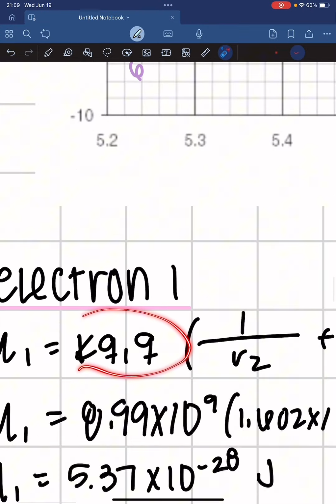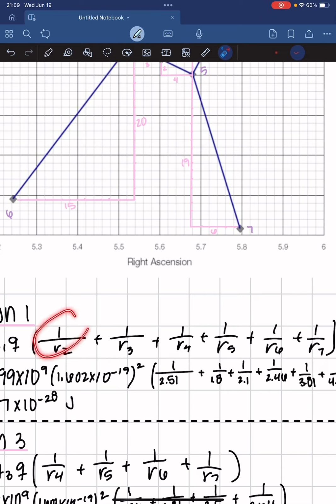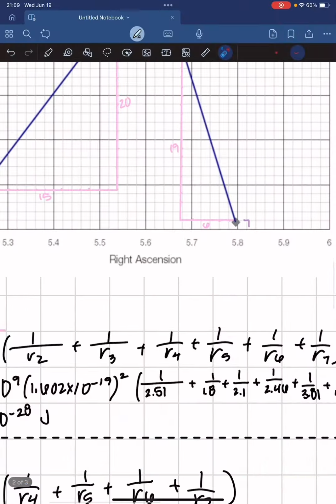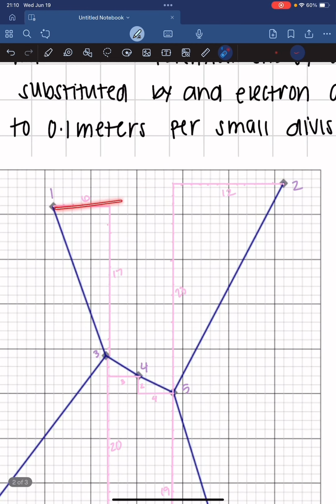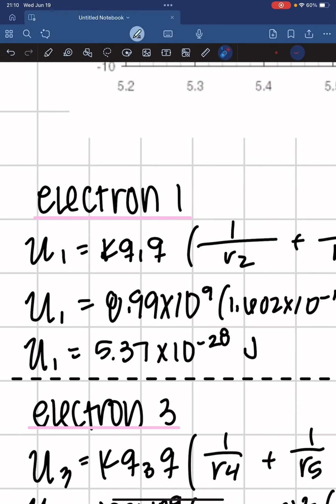As you can see, I took K, Q1, and Q2 out, as they are all constants. I then have 1 over R2, 1 over R3, and so on, plus 1 over R7, all added together, where R2 is the distance between electron 1 and electron 2, R3 is the distance between electron 1 and electron 3, and so on. To calculate the radius, you have to go back to the graph and do a Pythagorean theorem, where this is the distance. From there, it's all plug and chug, and I got to the answer U1 equals 5.37 times 10 to the negative 28th joules.